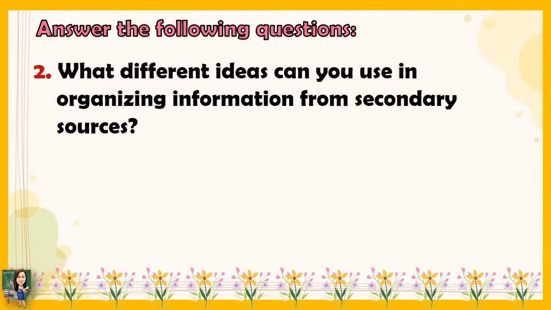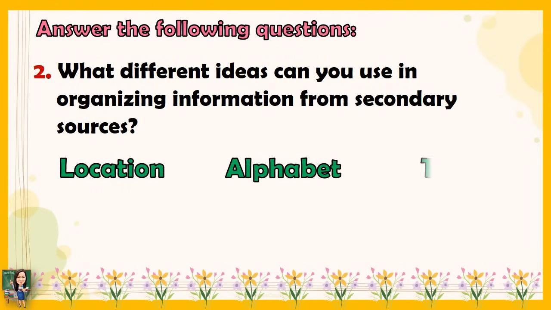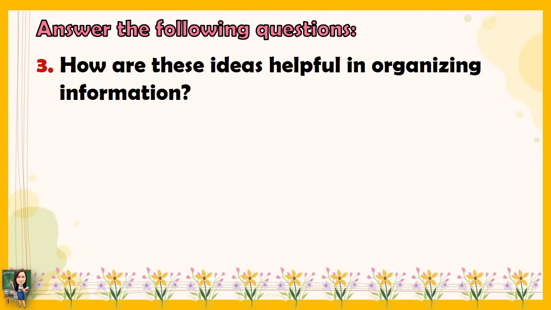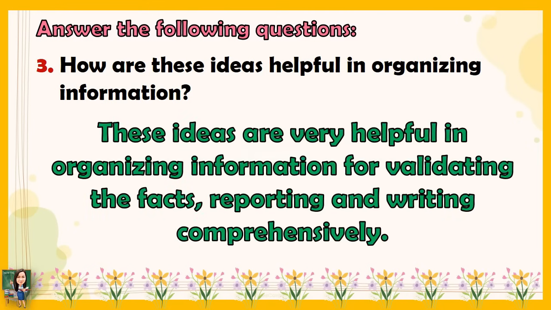Second question. What different ideas can you use in organizing information from secondary sources? Correct. These are location, alphabet, time, category, and hierarchy. Third question. How are these ideas helpful in organizing information? Here is my example answer. These ideas are very helpful in organizing information for validating the facts, reporting, and writing comprehensively.